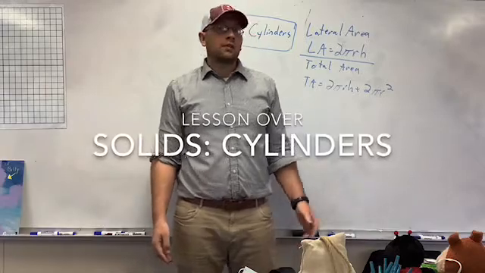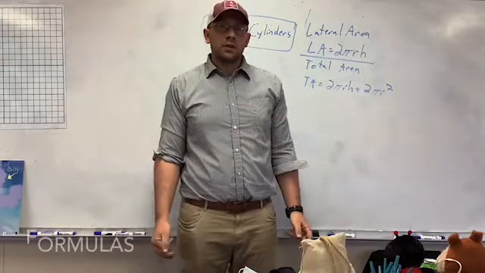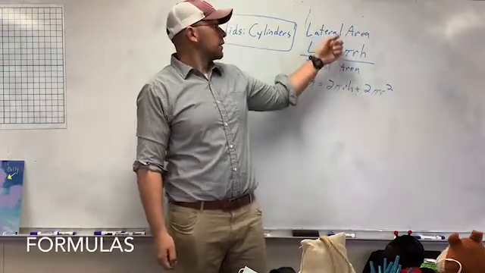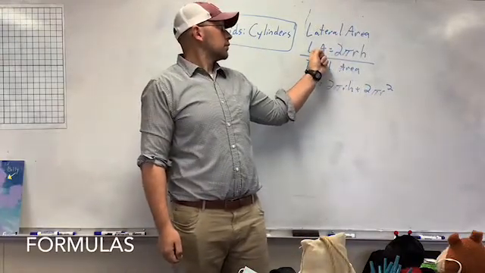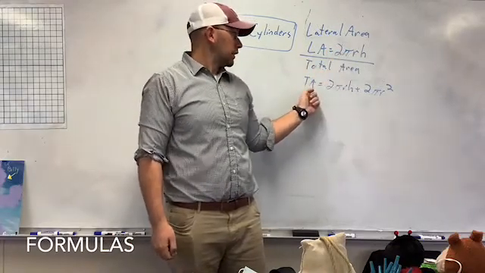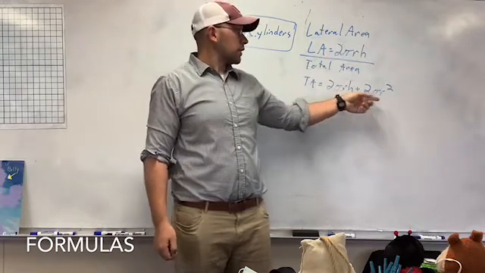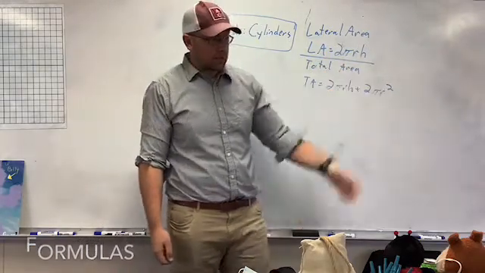Hello, today we're going to go over the lesson solid cylinders. Alright, the first two formulas you need for this are called lateral area of a cylinder, which is LA equals 2 pi r times the height, and the total area, which is TA equals 2 pi rh, which is your lateral area, plus 2 pi r squared.